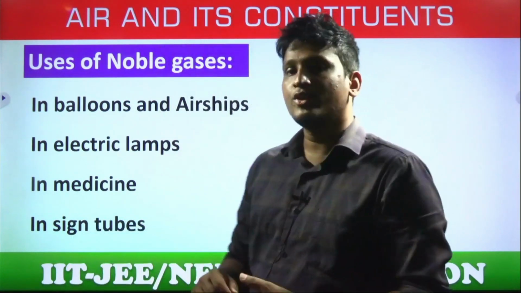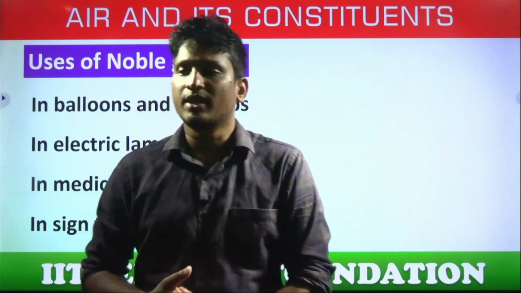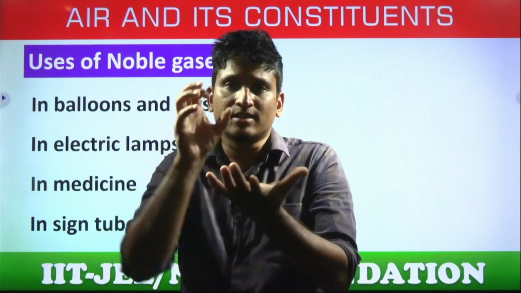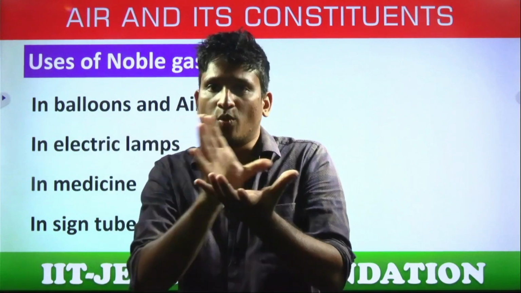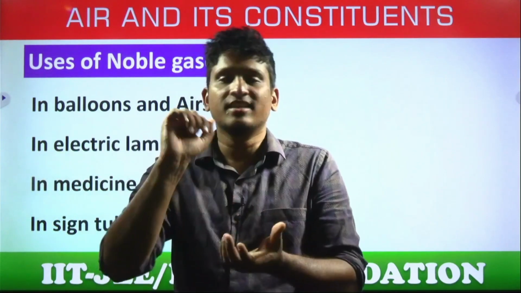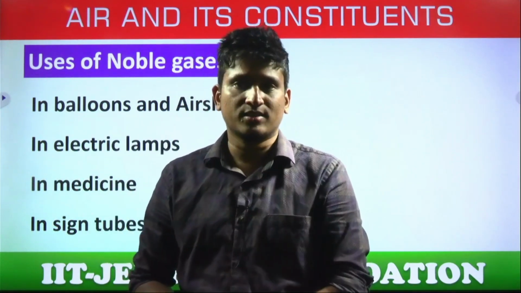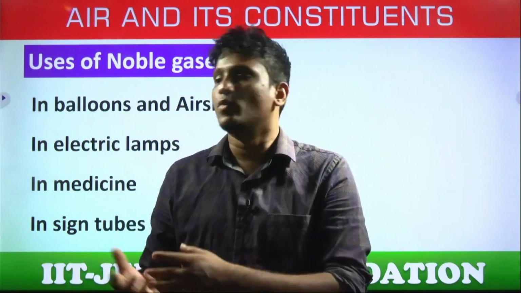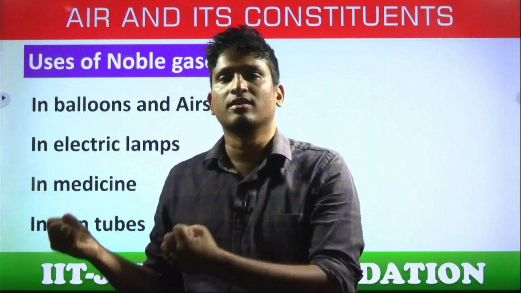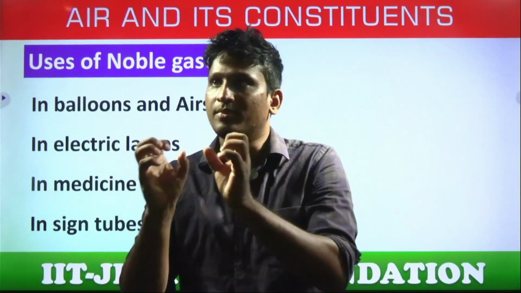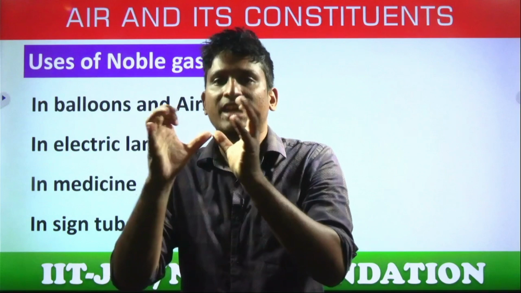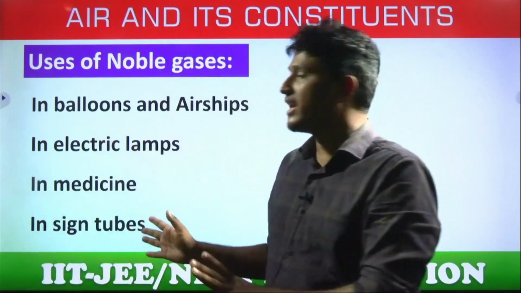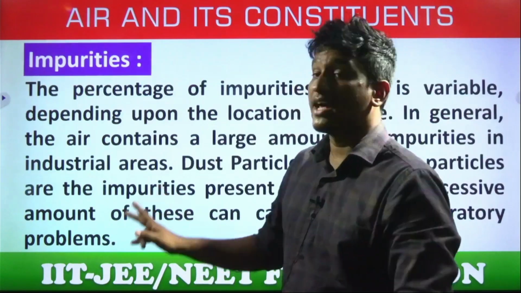And in sign tubes, students, have you seen sometimes in restaurants the glowing cursive writings, like open, closed? That is filled with noble gases only. Every gas has its own characteristic color. Mostly it contains neon or argon, so it gives that bright orangish or violet glowing light. So sign tubes are also a use. These are all the main uses of noble gases, the unreactive gases.